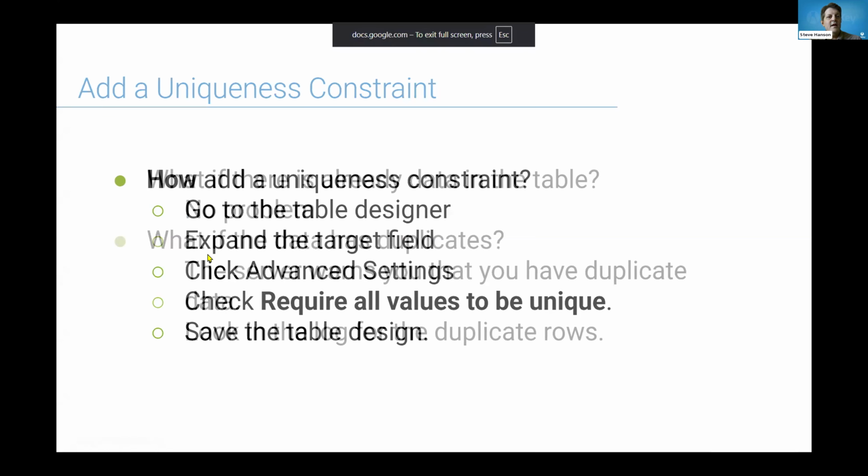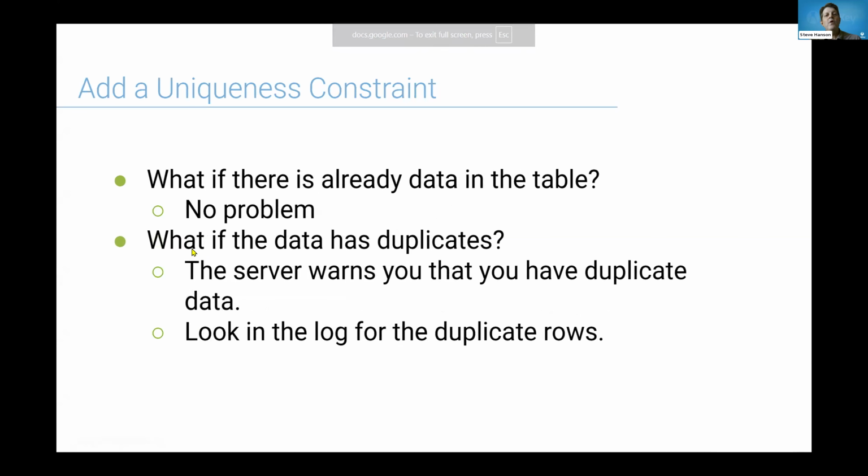Great. And so some questions that I had about this, like what happens if there's already data in the table? Well, we already saw that's okay. You can still add a uniqueness constraint to a table with data in it. That's okay. But what if the data already has duplicates in it?